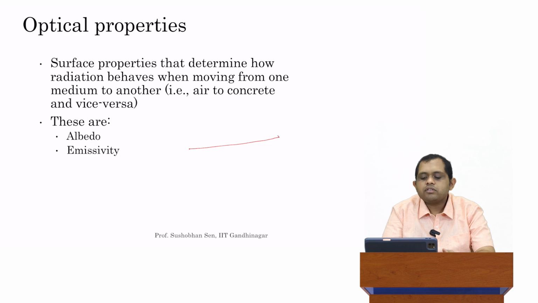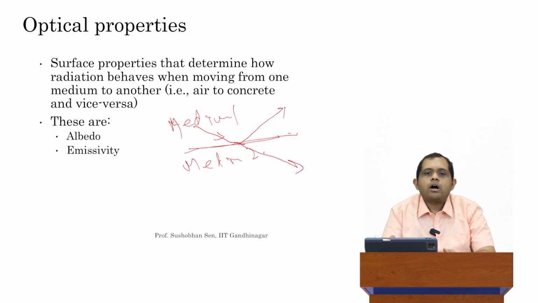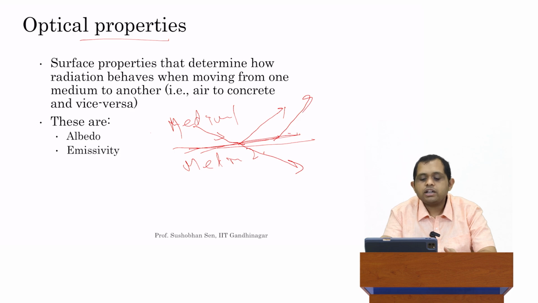So, for example, if I have 2 mediums over here, medium 1 and then medium 2, and some amount of radiation falls at the interface of the 2 media, part of it is going to be reflected in some way and part of it is going to be transmitted and absorbed in some other way. So the optical properties actually tell us, among other things, what fraction is absorbed and what fraction is reflected, also what fraction is emitted in the form of long-wave radiation. So the surface properties that determine how radiation behaves when moving from one medium to another are called optical properties.